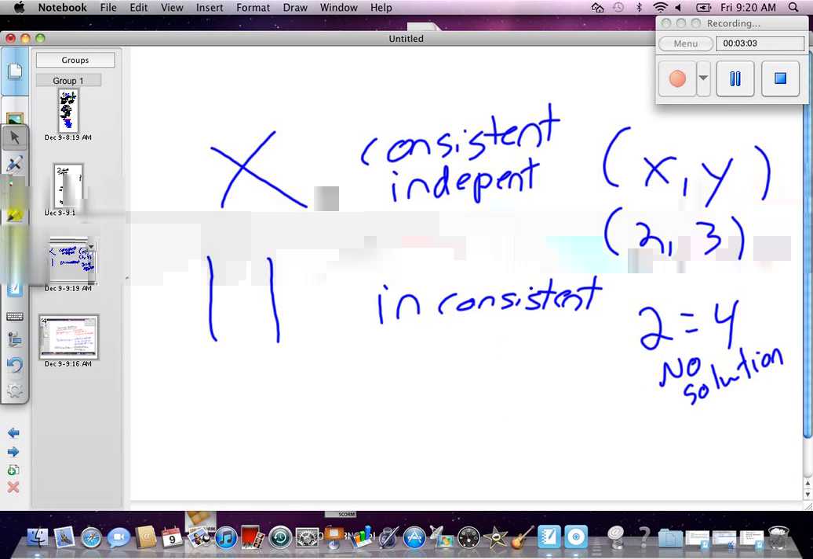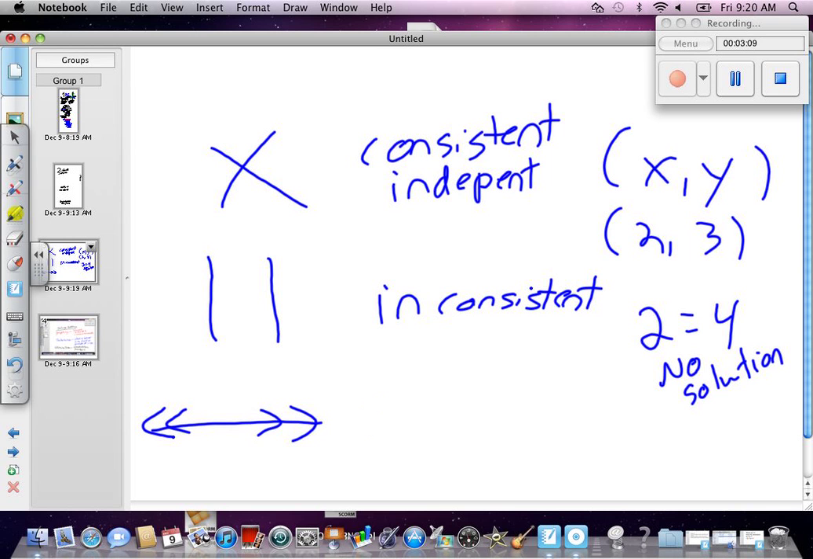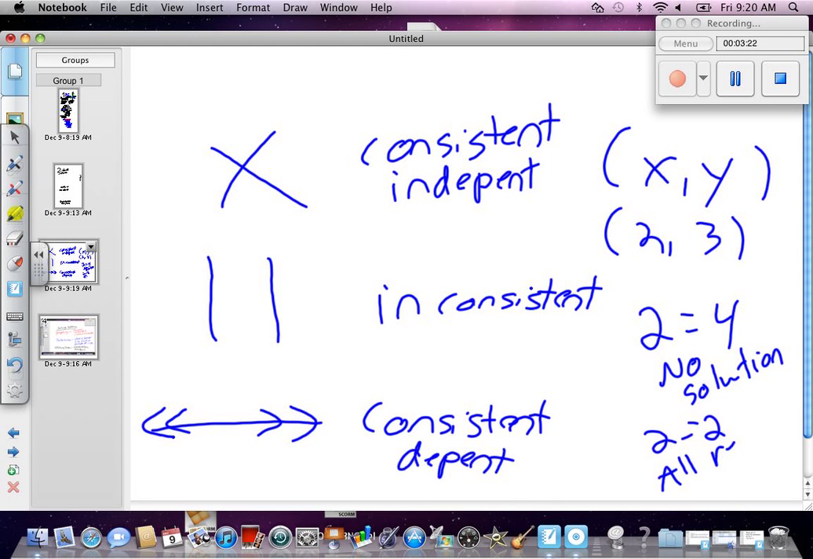Okay, what about ones that look like this, overlapping? What do we call that? Consistent dependent. And that would look something like 2 equals 2. And we would call that all real solutions.